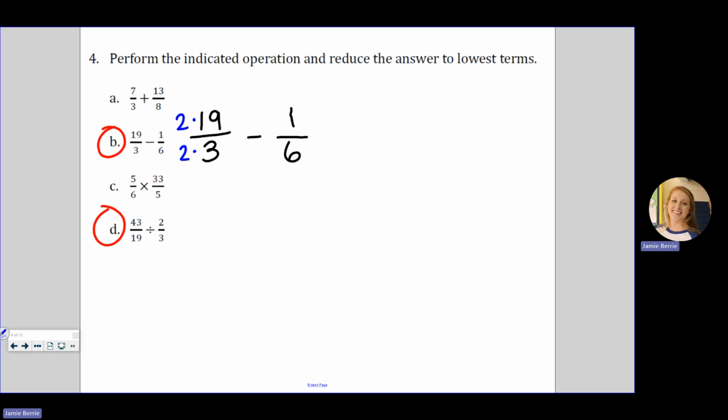So we know that the bottom's gonna be 6. What's the top gonna be? Is that 38? 38 over 6 minus 1 over 6. Right, so once you get the common denominator, the rule is that you perform the operation. If you're adding, go ahead and add the tops. If you're subtracting, go ahead and subtract the tops. But the bottom is gonna stay the same. All right, so we're gonna subtract the tops. 38 minus 1 is 37. Denominator stays the same.